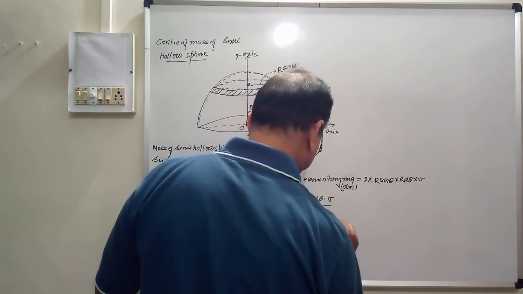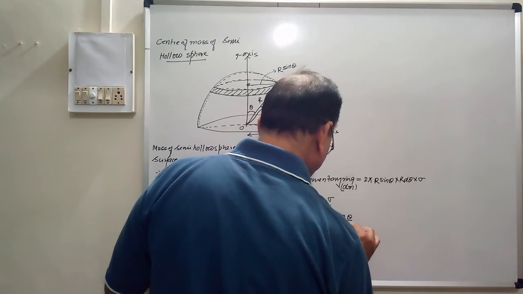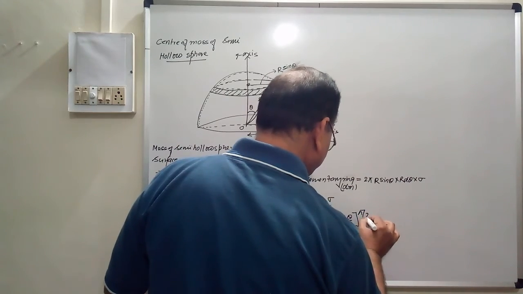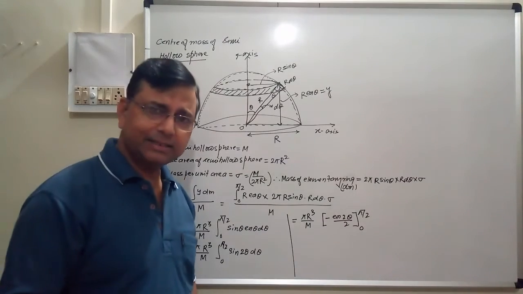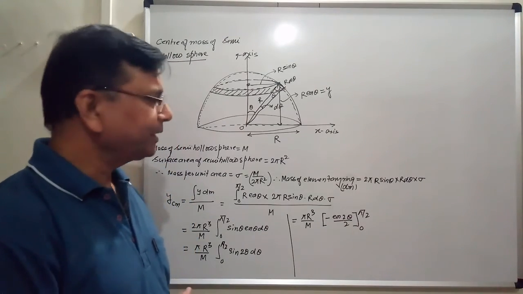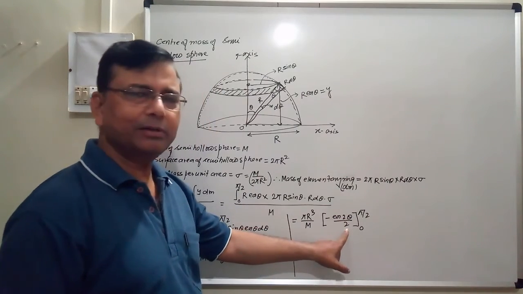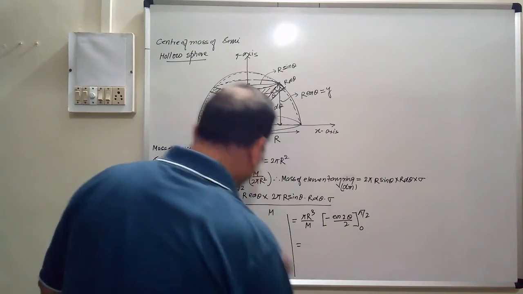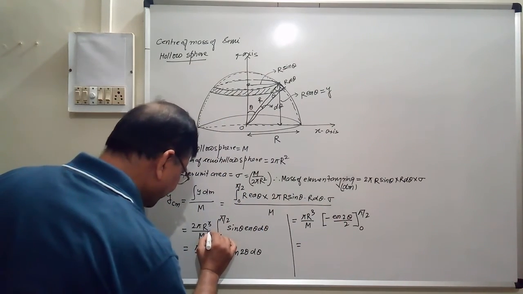Further simplification. So this is equal to pi r cube by M, and integration of sin 2 theta is minus cos 2 theta by 2, 0 to pi by 2. Because integration of sin theta is minus cos theta, and since theta is multiplied by 2, it will be divided by 2. So this can further be simplified, and sigma will also be there.